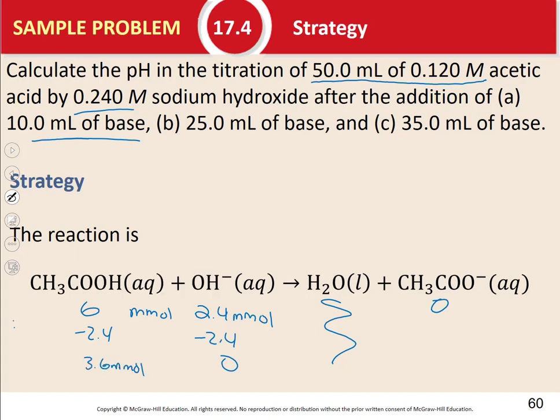And over here, we're going to increase by 2.4 and have 2.4 millimoles of the acetate ion. So what kind of solution do we have here? And how are we going to find its pH? It's a buffer. Good. We have acetic acid, which is a weak acid, and we have the acetate ion, which is its conjugate base. So this is a buffer solution.